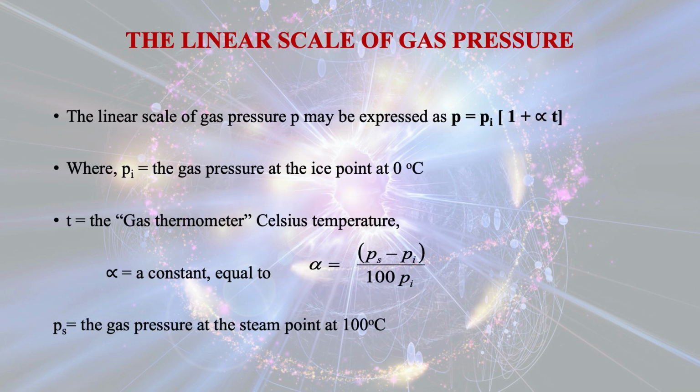The linear scale gas pressure P may be expressed as P = Pi(1 + alpha T), where Pi is the gas pressure at ice point at 0 degree centigrade and T the gas thermometer Celsius temperature. Alpha is a constant equal to alpha = (Ps - Pi)/(100 Pi), where Ps is the gas pressure at the steam point at 100 degrees centigrade.